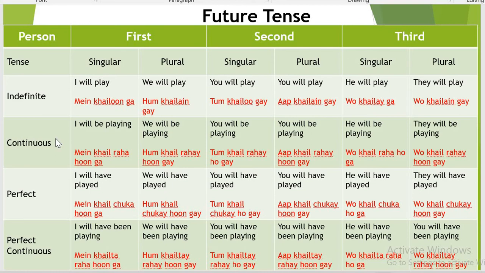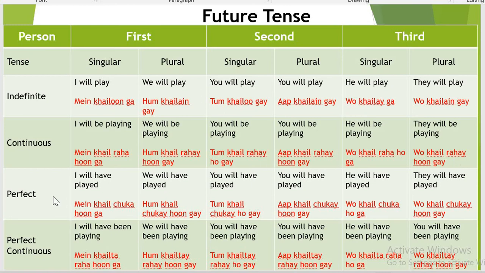Now continuous. Future continuous. I will be playing. मैं खेल रहा हूँगा. We will be playing. हम खेल रहे होंगे. You will be playing. तुम खेल रहे होगे. You will be playing. Second person plural. आप खेल रहे होंगे. Third person. He will be playing. वो खेल रहा होगा. Or वो खेल रही होगी in the case of lady or girl. And plural, they will be playing. वो खेल रहे होंगे.